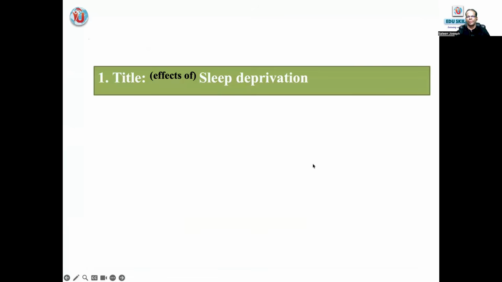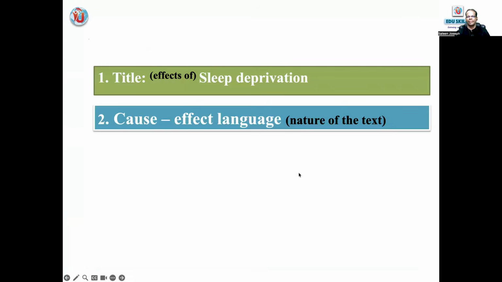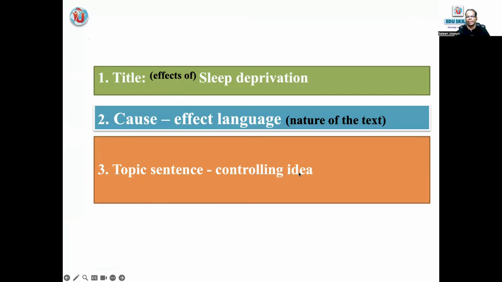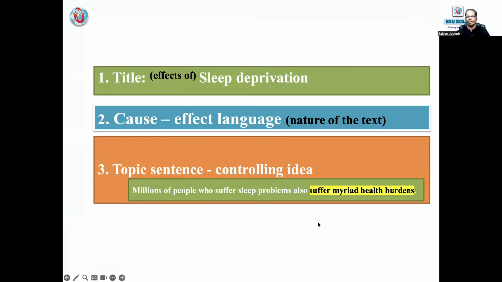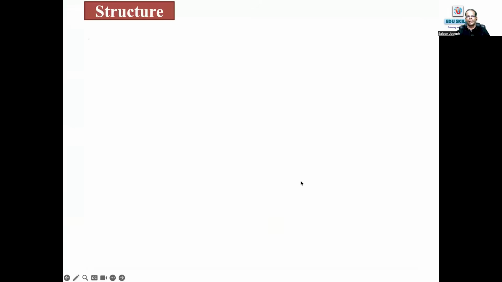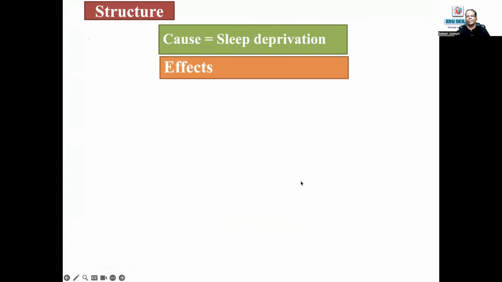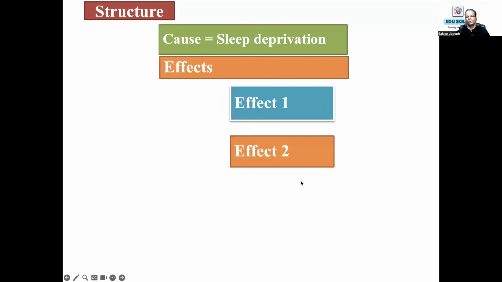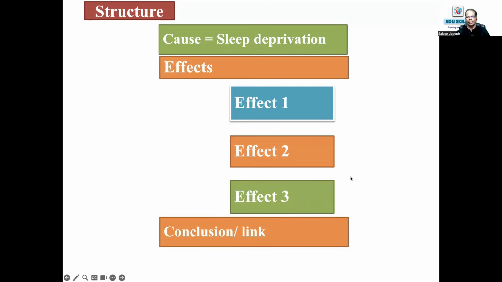That's the paragraph structure. So, title: effects of sleep deprivation. Cause, effect, language, answer of the text. Topic sentence, controlling idea: millions of people who suffer sleep problems also suffer myriad health problems. Structure: cause, sleep deprivation, effect. Effect 1, effect 2, effect 3, then conclusion.